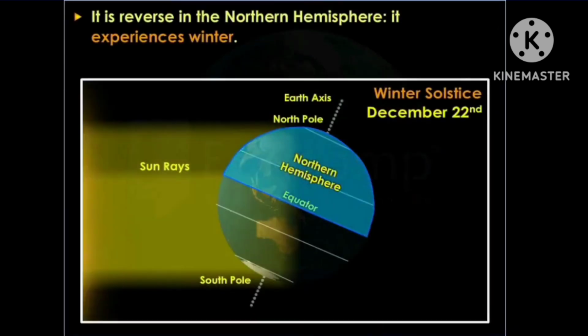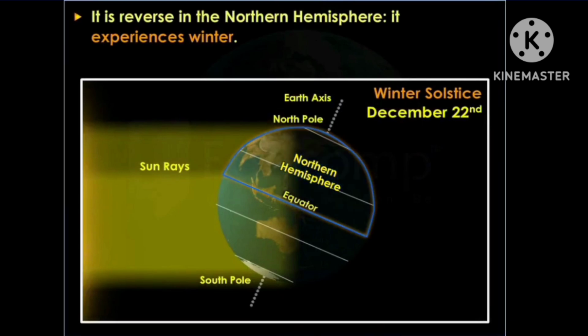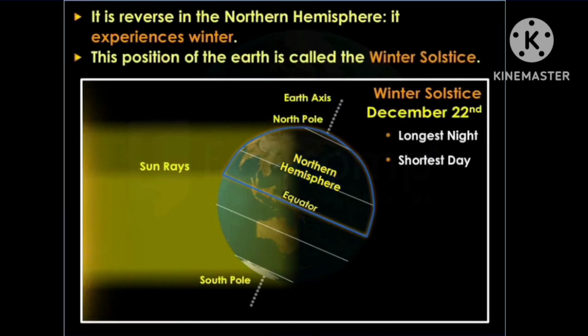It is reverse in the northern hemisphere. It experiences winter. This position of the earth is called the winter solstice. Now you must have understood why Australia celebrates Christmas during summers, because it lies in the southern hemisphere.